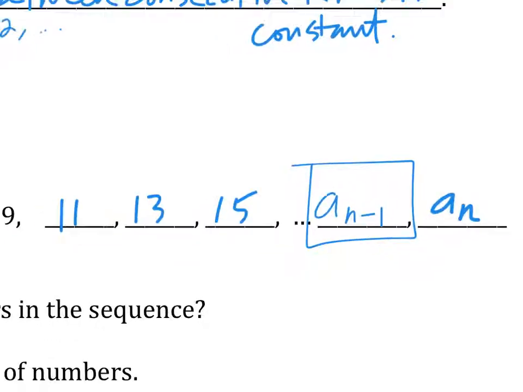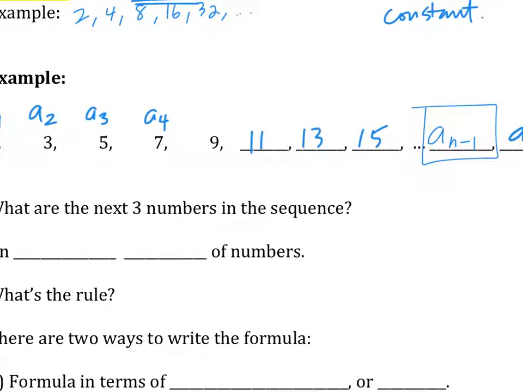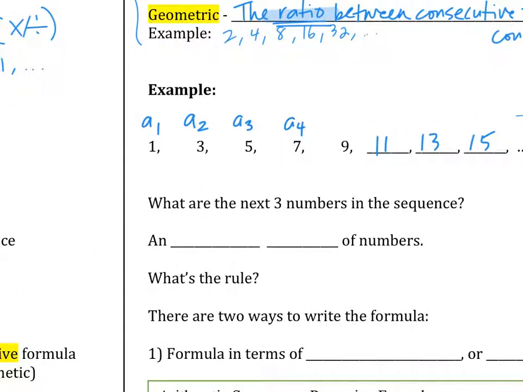All right, so let's go ahead and write down the definition again. So a sequence is an ordered list of numbers. In this question, what is the rule? How do we get to the next number? Add 2, so D is 2.